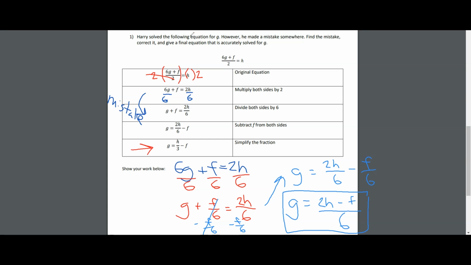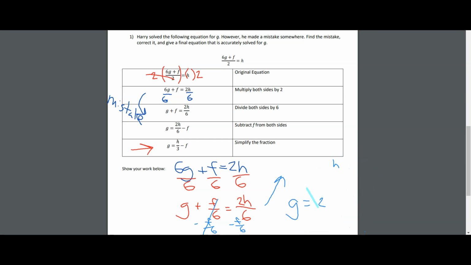We got g by itself, and that's what we're going to be doing when we have literal equations. We're just going to be trying to get one of the variables by itself, and the other side may have a bunch of other variables with it, right? Because there's no way for us to get rid of them. Okay, I do want to show you one more way we could have done this. I think it's a little easier way than I did this the first time.